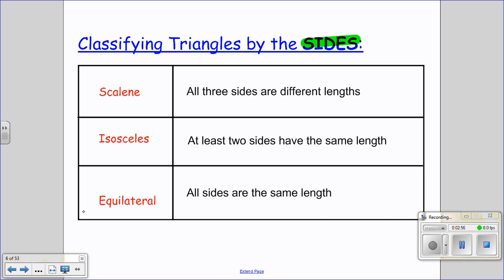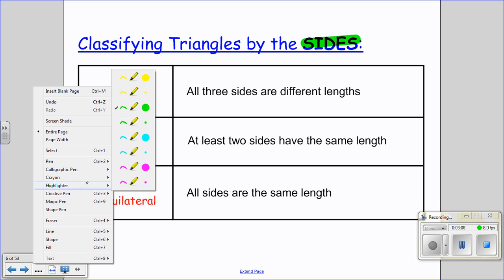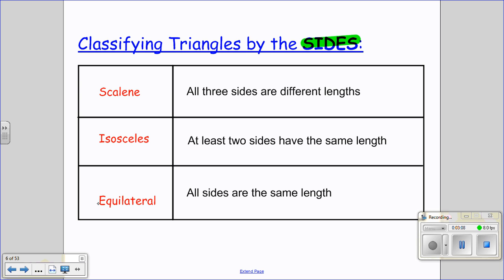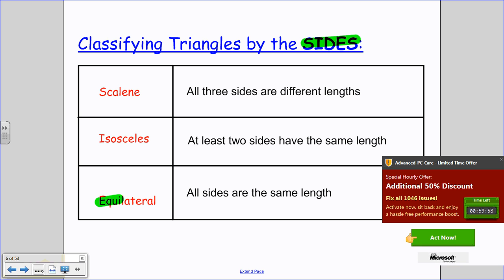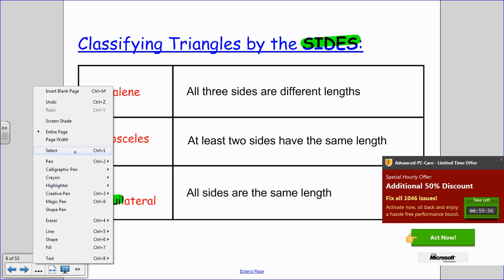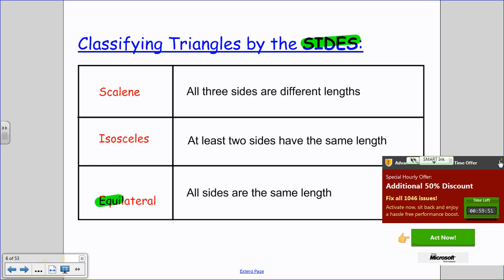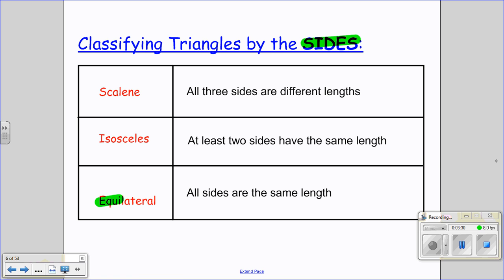And the last possible is equilateral. An equilateral triangle is a triangle where all 3 sides have the same length or measure. Again, you see that prefix, equa, which stands for same, and lateral means length or distance, so same length. So again, I repeat, the 3 possible ways to classify a triangle by its sides are scalene, isosceles, and equilateral.